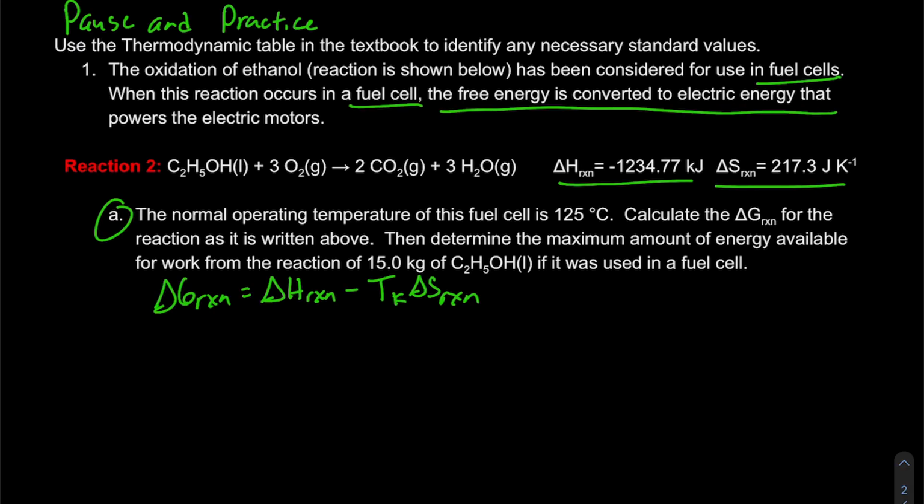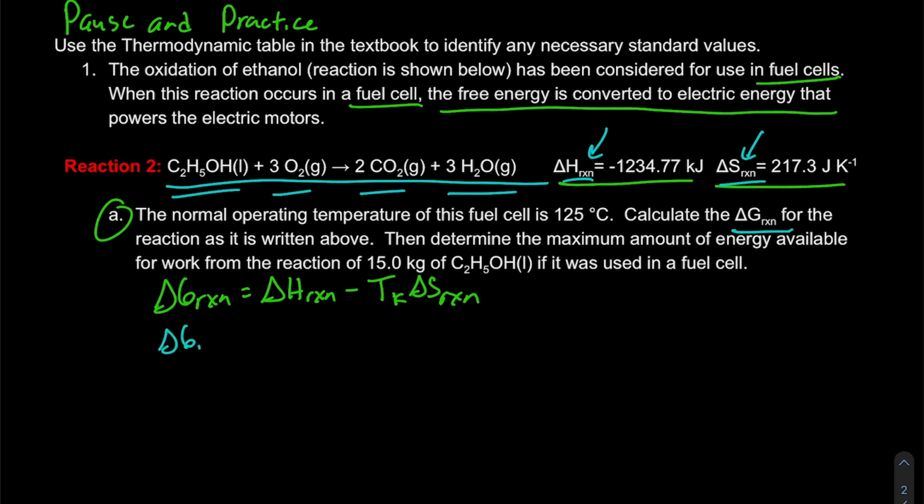All right, so the first thing we want to do is calculate the delta G of the reaction. Based upon how this reaction is written out, this delta H and this delta S correspond to 1 mole of ethanol, 3 moles of oxygen, 2 moles of carbon dioxide, and 3 moles of water. And then we're going to connect that to 15 kilograms of ethanol actually being used in this fuel cell. So here we have delta G equals delta H minus T delta S. Because we knew delta H and delta S, we have the ability to calculate our delta G.